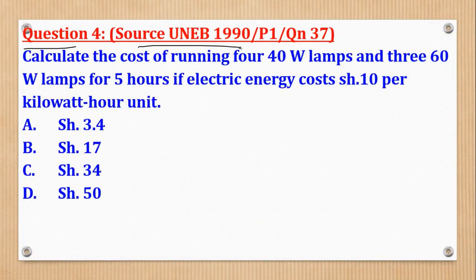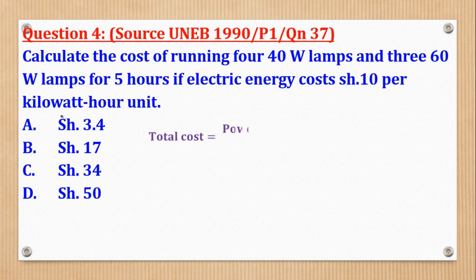Then question 4 came from UNEB 1990 paper 1 question 37, and says calculate the cost of running 4 40-watt lamps and 3 60-watt lamps for 5 hours if electric energy cost is shillings 10 per kilowatt hour.